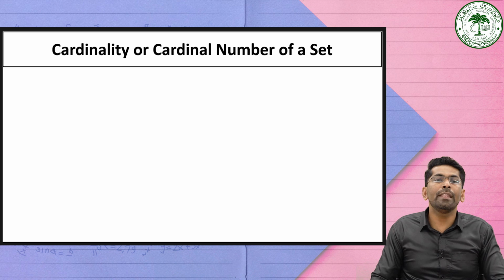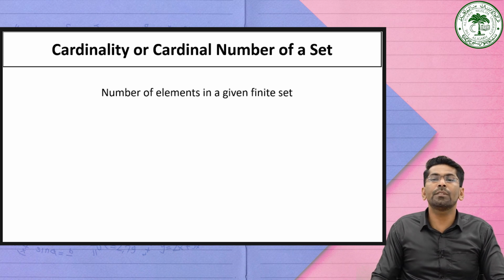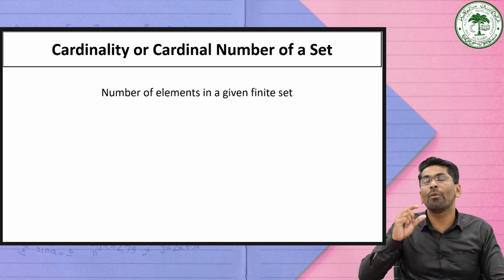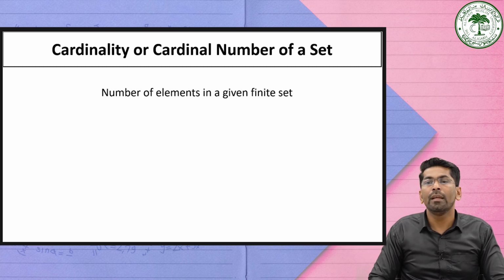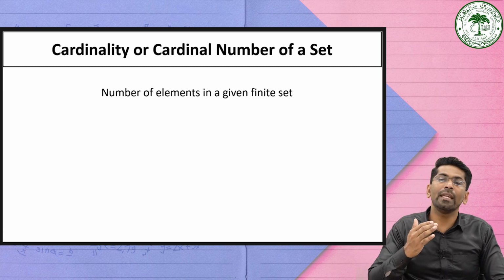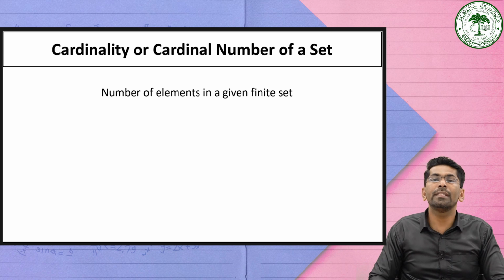What do we mean by cardinality? The concept of cardinality, or the cardinal number of a set, is the number of elements in a given finite set. It shows the size of a particular set. The number of elements in a finite set A is symbolically denoted by n(A), that means the number of elements in the given set A.